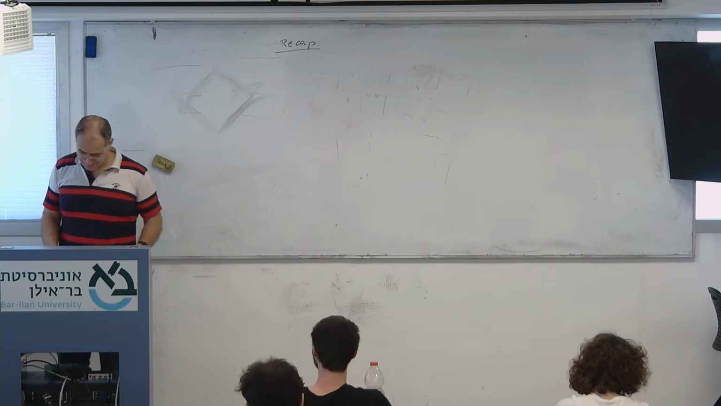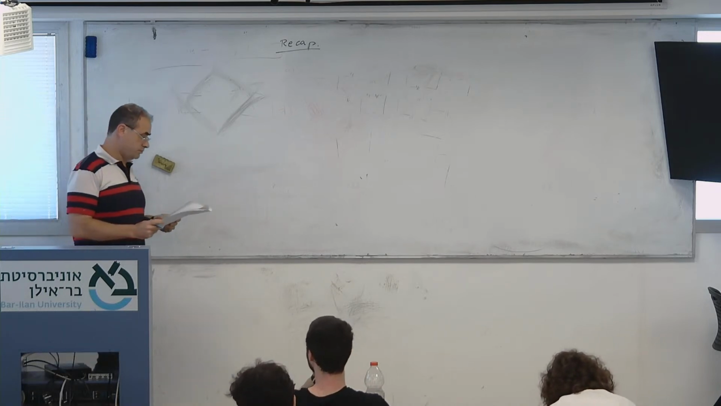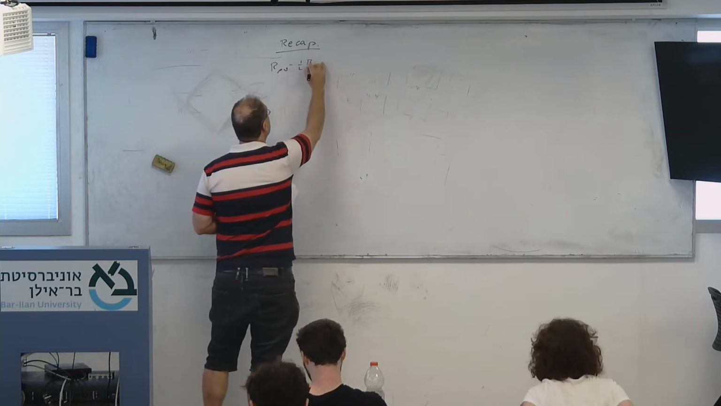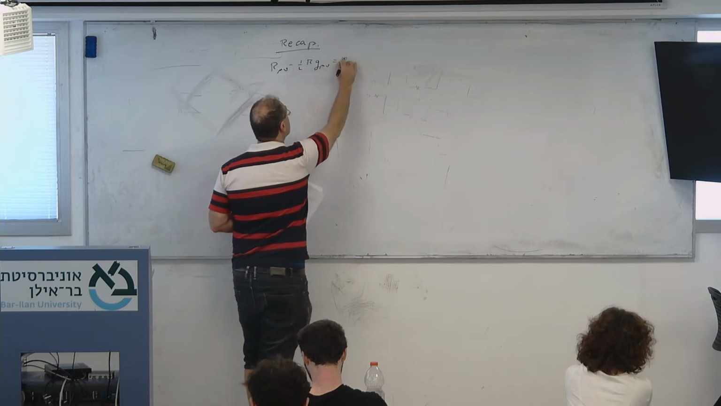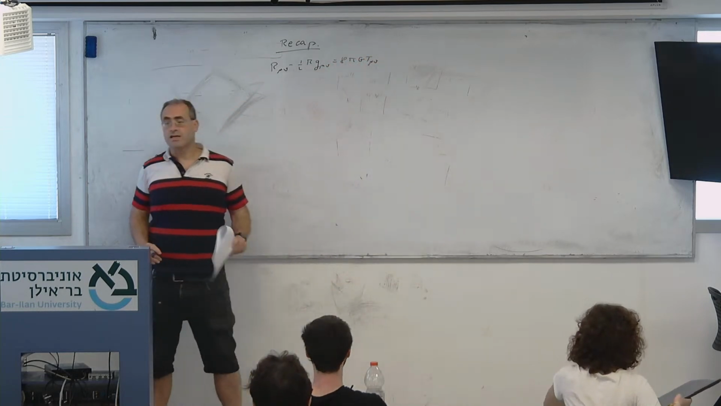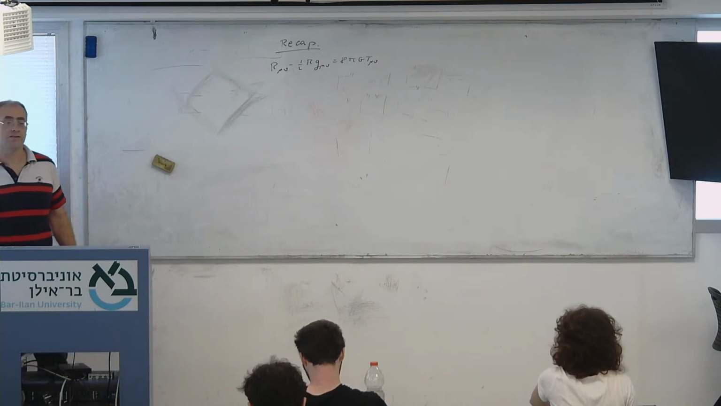So last time we introduced Einstein's field equation. That was R_μν minus 1/2 R g_μν equals 8πG T_μν. That is Einstein's field equation. And as I mentioned, this is the heart of this course.